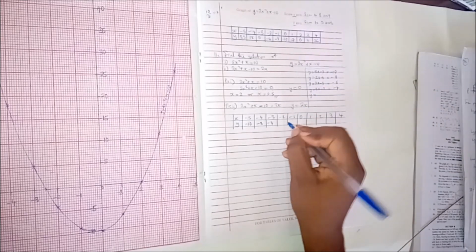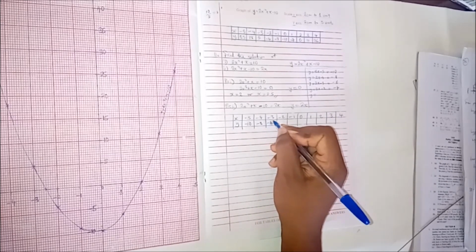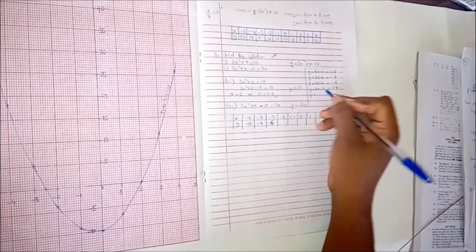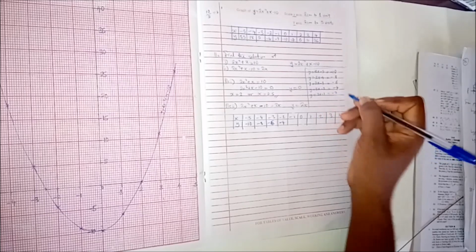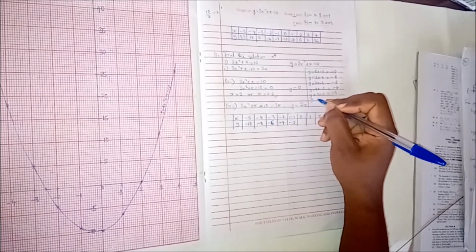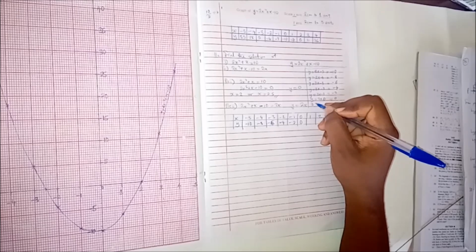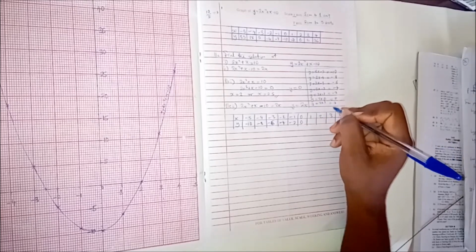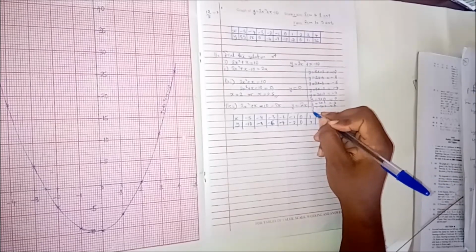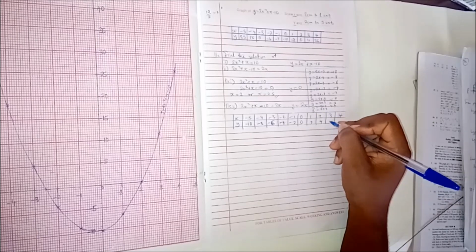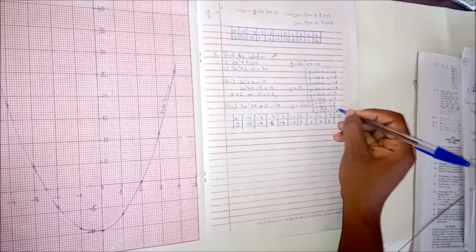Sorry, the earlier entry shouldn't be minus 4, it should be minus 6. Okay, 2 times minus 2 is minus 4. 2 times minus 1 is minus 2, so we put a minus 2 here. 2 times 0 is 0. Y equals 2 times 1, we have a 2. Y equals 2 times 2 is 4. Y equals 2 times 3 is 6. And finally, y equals 2 times 4 is 8.